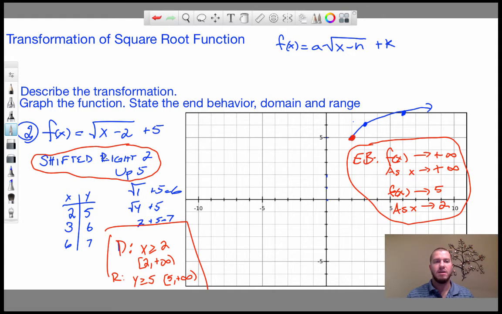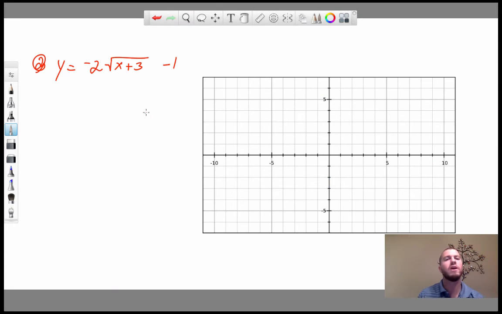I have my description, domain and range, the end behavior, and the sketch of the graph. So we're going to keep the same directions here. Do the description first. Well, this one is a negative, so it's reflected across the x-axis. It is greater than 1, so it's stretched. And remember, that's not referring to the negative part.